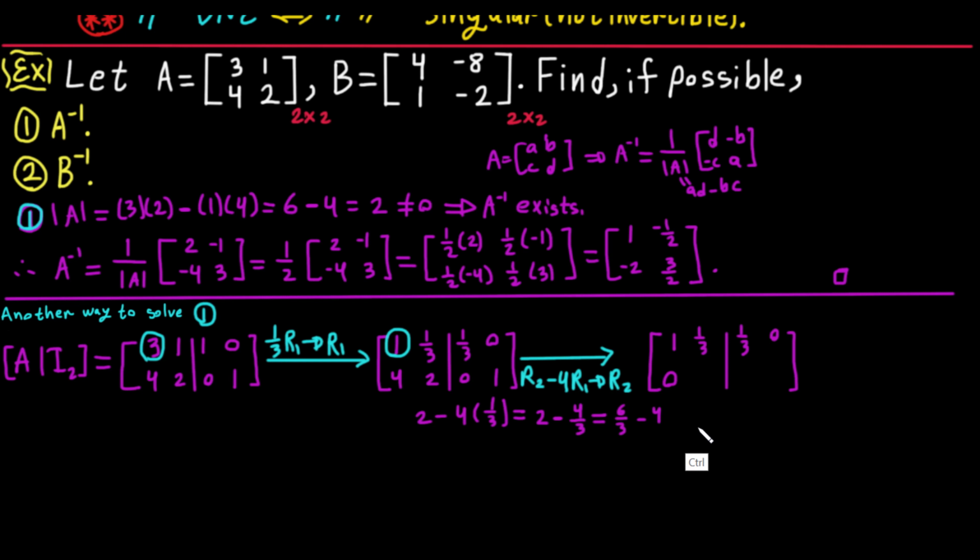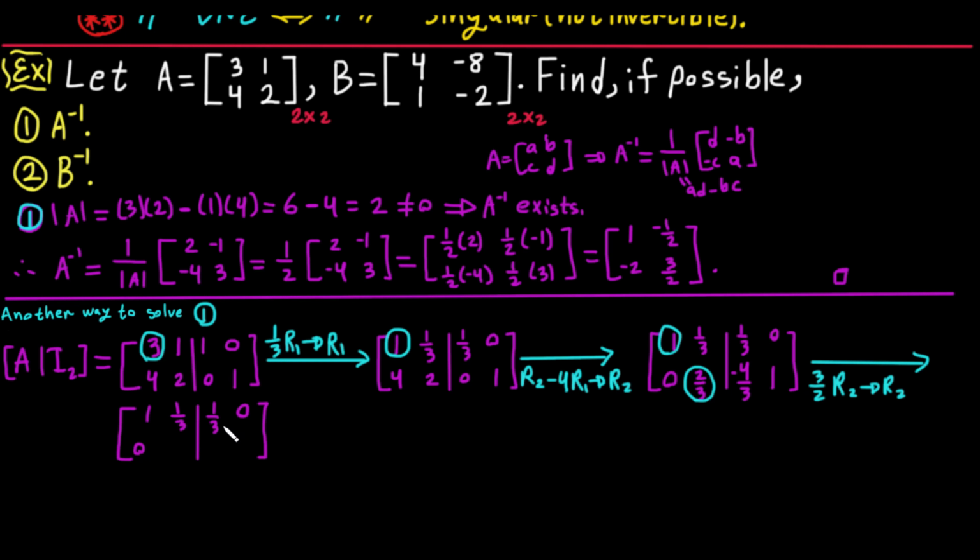Now here, 3 over 2 multiplied by 0, which is 0. 3 over 2 multiplied by 2 over 3, which is 1. 3 over 2 multiplied by negative 4 over 3, it will go with this one, and this one with this one, so it will be negative 2.